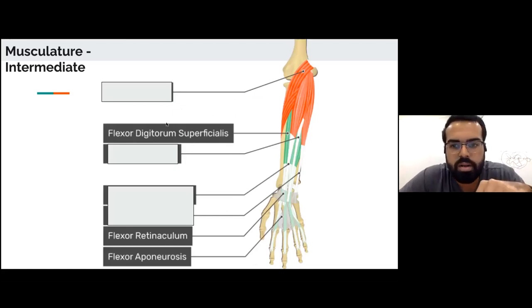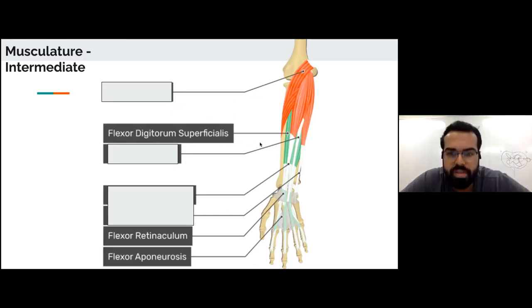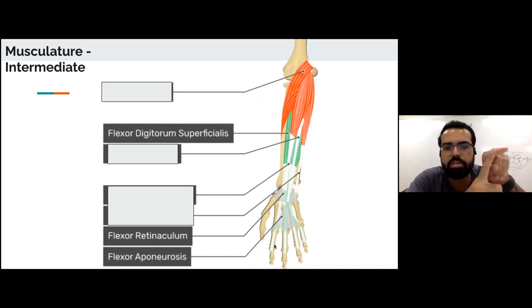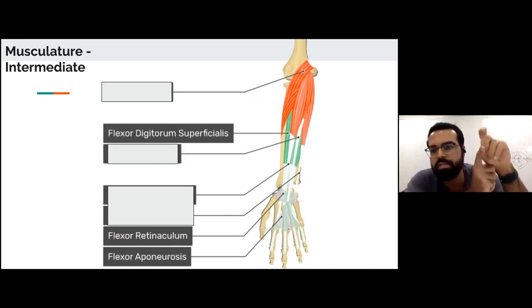If you go a little deeper, it's the flexor digitorum superficialis, which is in green here. The other I just covered. And this is going to, if there's 3 bones in your finger, go to the middle one, the middle phalanx. So the flexor digitorum superficialis is going to flex your finger, but only the middle bone.